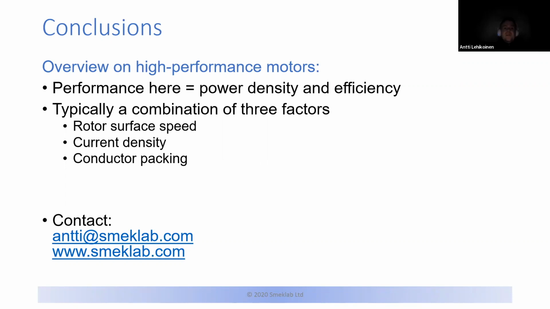And we saw that a high performance usually comes from some combination of 3 factors. One was the rotor surface speed, perhaps the best way to do things if you can handle the mechanics and if you can fit it in the overall application. And the second option was increasing the current density and taking care of the cooling, and finally increasing or improving the packing of the conductors inside the slots of the machine.